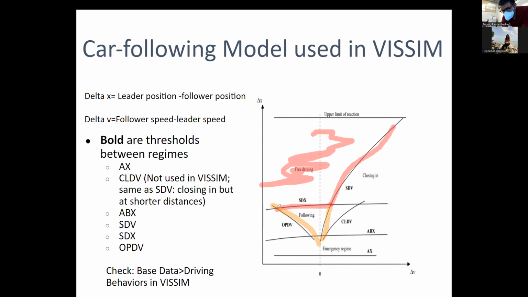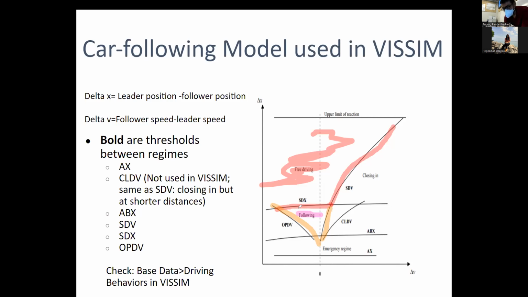Anywhere when you are between this SDX and OPDV, then you are in what we call the following regime, and that's where GHR models are most meaningful. In this regime right here, the GHR models are most meaningful, right? Because your acceleration or deceleration choice as a follower completely depends on what the leader is doing.